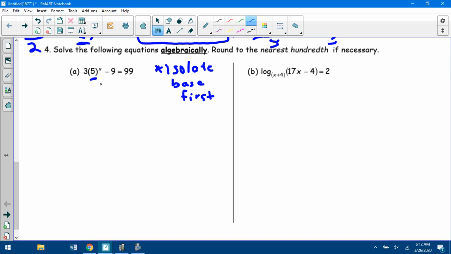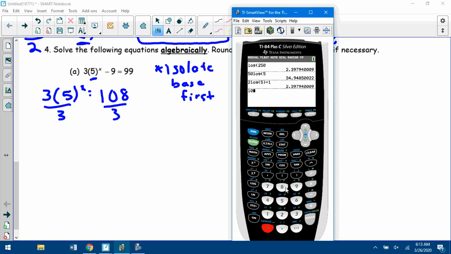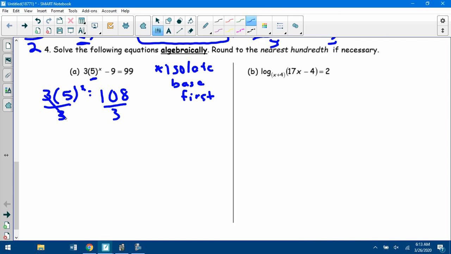What would you do first? Add 9. 3 times 5 to the x equals 108. Remember, I hope none of you are even a little bit thinking multiply these 3's in. We've talked about that a lot this year. You can't, because 5 has the x on it, the 3 doesn't. So instead, you have to divide by 3. And I think that will divide nicely. 108 divided by 3 is 36. So now I have 5 to the x equals 36.